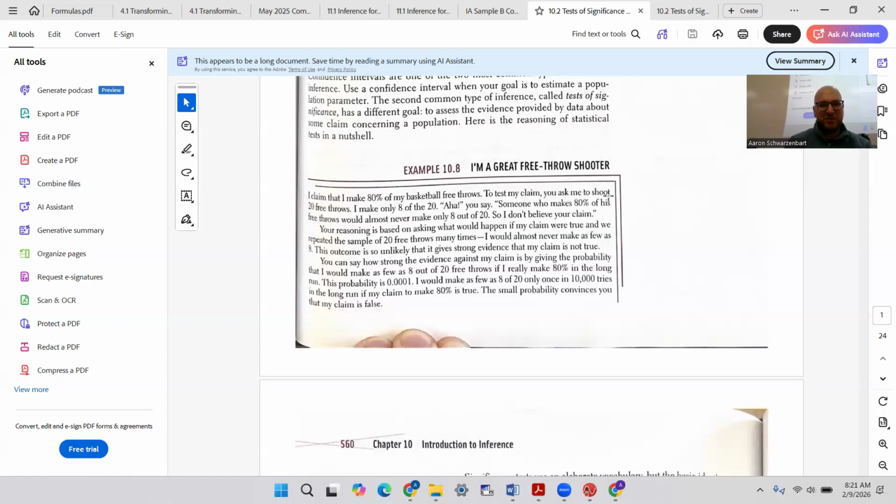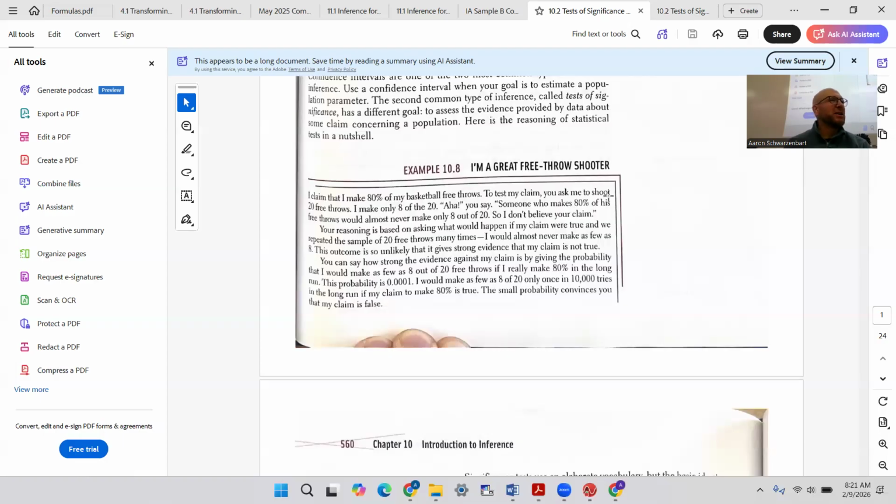So I'm a great free throw shooter. This is not talking about me. I claim that I can make 80% of my basketball free throws. To test my claim, you ask me to shoot 20 free throws. I only make 8. That's 40%. So you say someone who makes 80% of his free throws would almost never only make 8 out of 20. So I don't believe your claim.